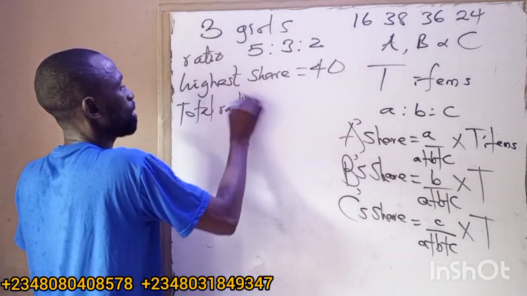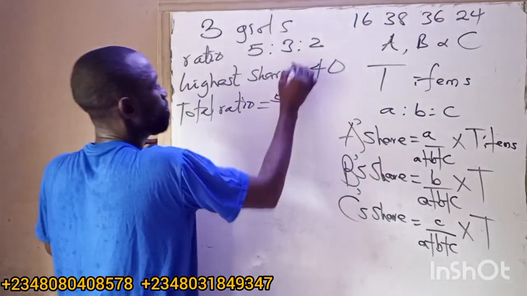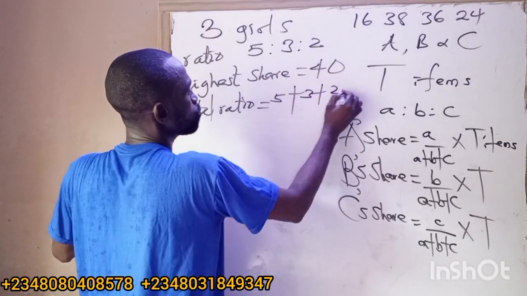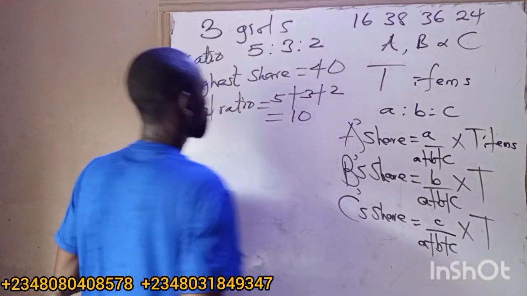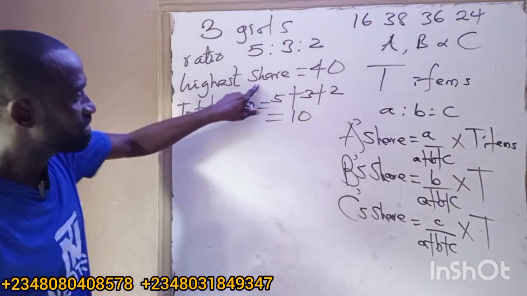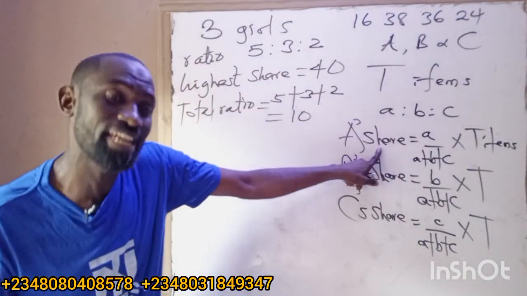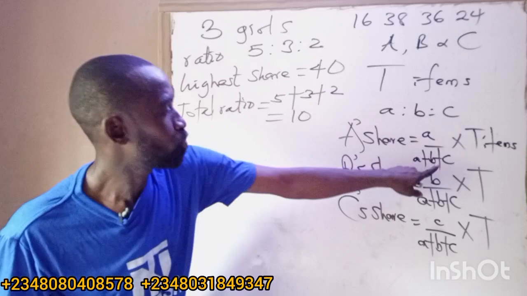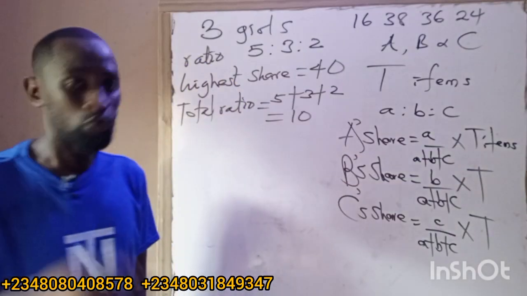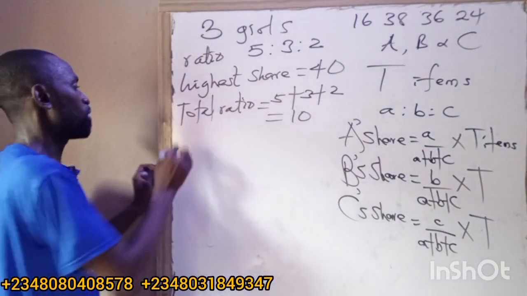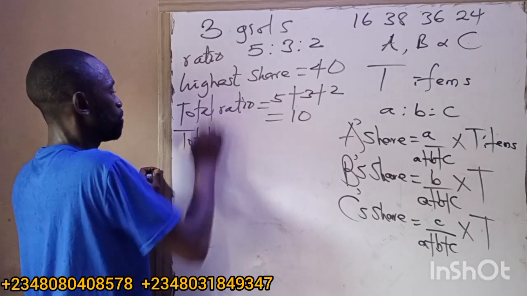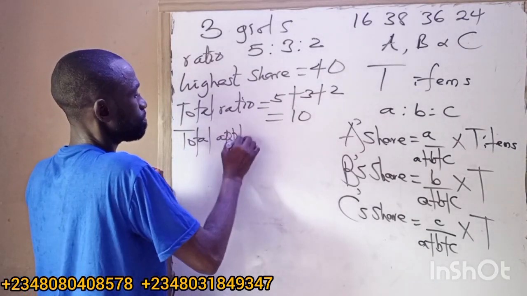Total ratio will be equal to what now? Based on what I explained, that will be 5 plus 3 plus 2. And this will give us 10. We'll be given the highest share. So let's assume A is the highest share. It will be the ratio of A, total ratio times what now? Total item. We don't know the total item. Let us get the total item first. What's the total item shared? Apple. Total apple shared is what now?